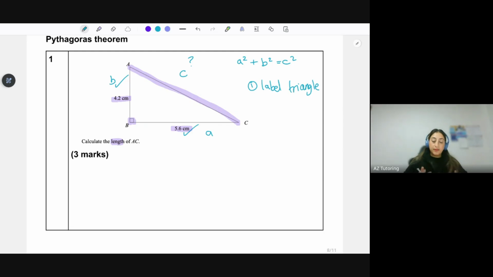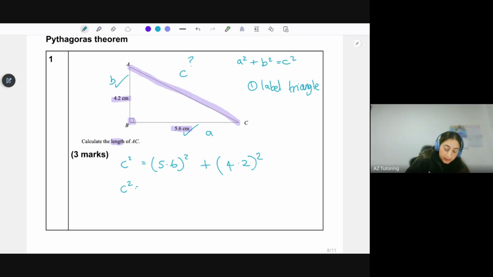So we're just going to sub everything in. So C squared is going to be A squared. So A is 5.6, 5.6 squared plus B squared, which is just going to be 4.2 squared. These are more likely going to come up in the calculator paper. But if it's a non-calculator paper, they'll give you more manageable numbers that you can actually work out, like whole numbers. They won't give you decimals because they understand that in a non-calculator you won't be able to do that.